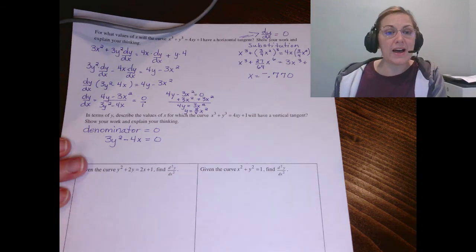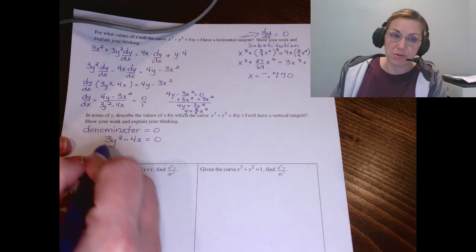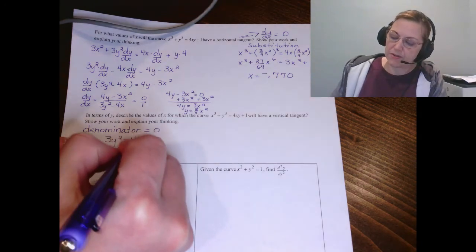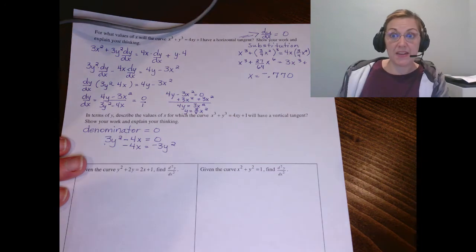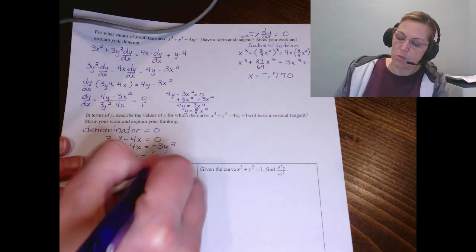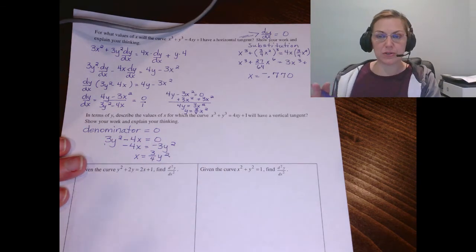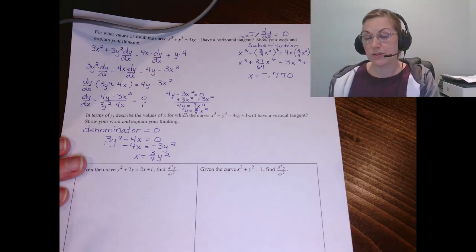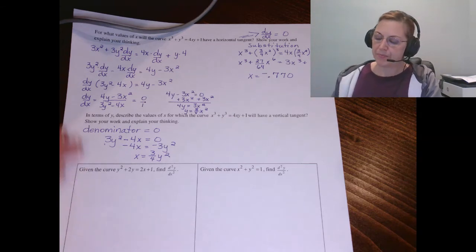So in terms of y, describe the values of x. So that means we're going to solve for x. Let me subtract this 3y squared to the other side. And then I'm going to divide by the negative 4. That's going to give me 3/4 y squared. That's where all of the vertical tangents are going to happen, when this x value is equal to 3/4 the y value squared.